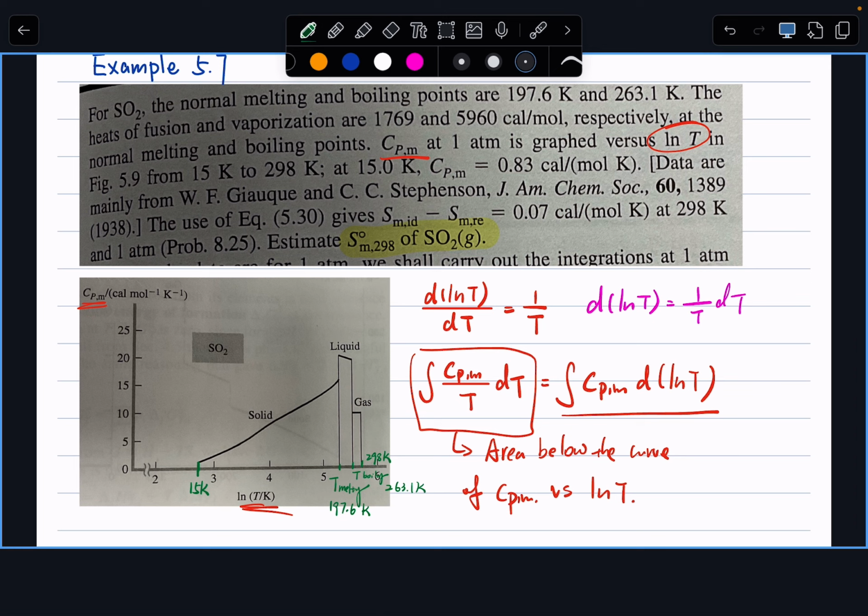And now from 15 K solid, we want to increase my temperature to my melting point. Still solid, so it's an isobaric temperature increase. The equation we want to use for this part is the integral from 15 K to 197.6 K of CP,m naught over T dT, estimated by the area.